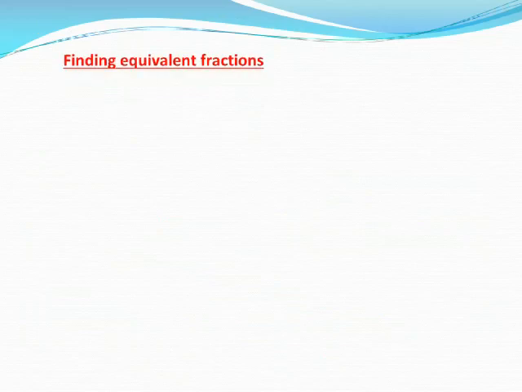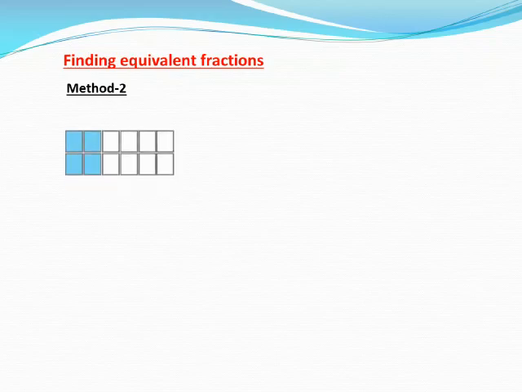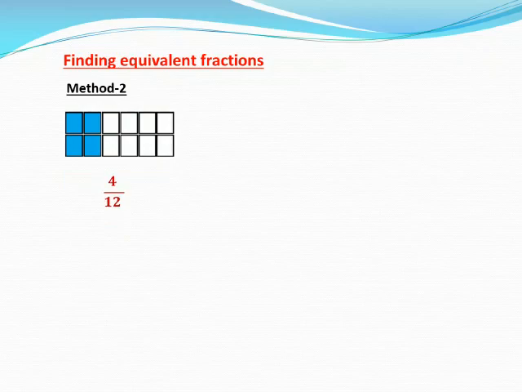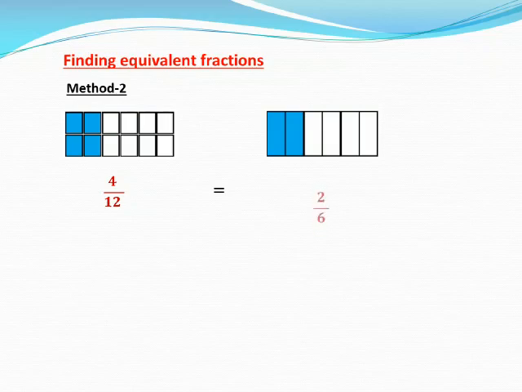Now, let us see the second method for finding equivalent fractions. Look at the figure given here. What is the fraction for the shaded part? 4 by 12. See the second figure. What is the fraction for the shaded part? 2 by 6. From the two figures, it's very clear that both the shaded parts are same or equal, right? So here we can say that 4 by 12 equal to 2 by 6. That means 4 by 12 and 2 by 6 are equivalent fractions.